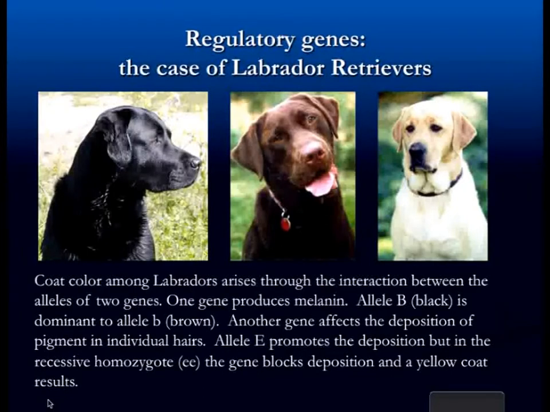I don't understand the last part. When you have a little e, is it saying that it's going to block out the brown and the black just to make the offspring yellow? Well, it has to be homozygous recessive, right? Recessive homozygote, meaning there's two little e's. So if it's recessive, you've got to be homozygous for it to work and cause the yellow dog. Yeah. And you can use your notes.